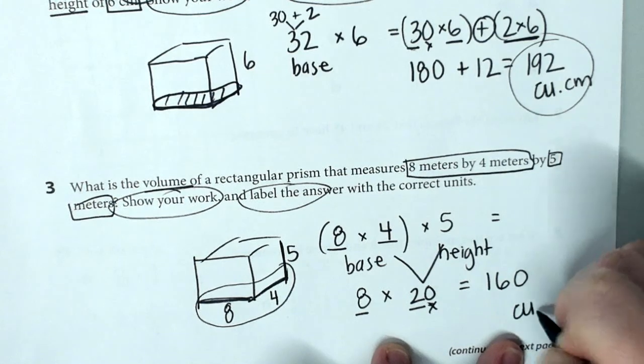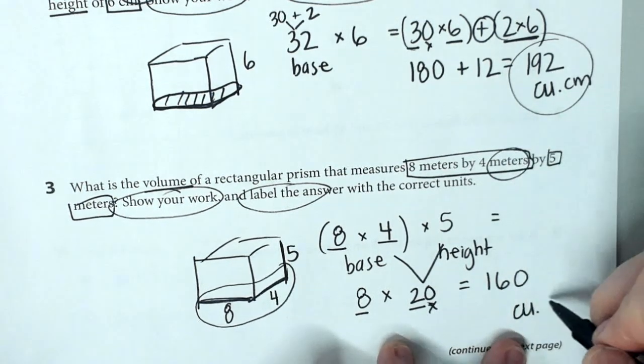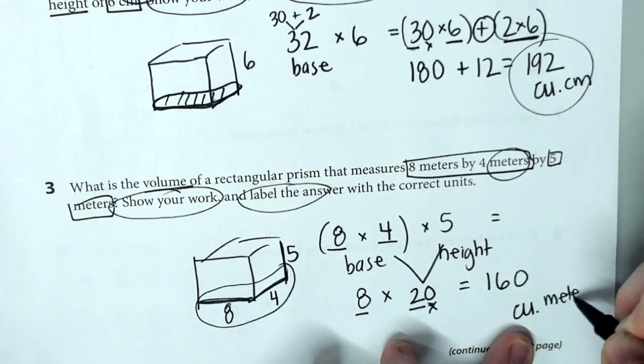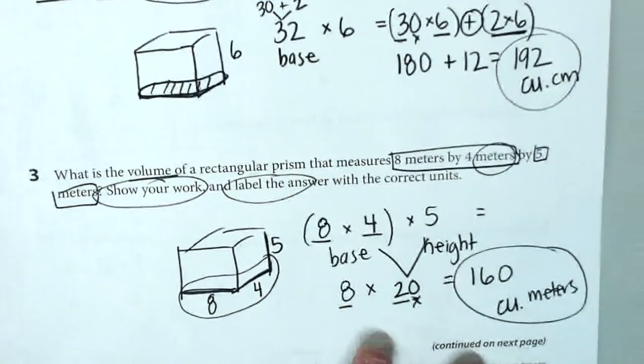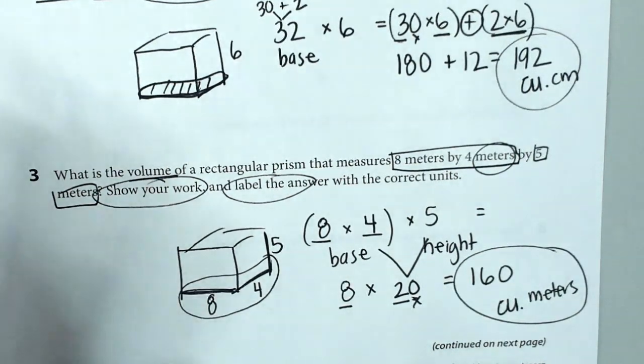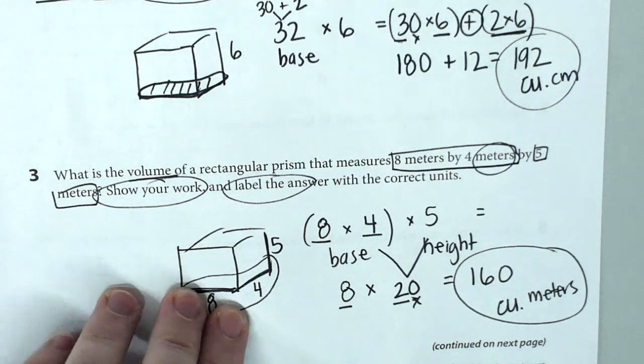And how do I label it? Cubic. And this time they give us meters. And circle it. If anything is going too fast, please pause it so you can catch up. Make sure you write down everything that I write down. Let's flip the page.